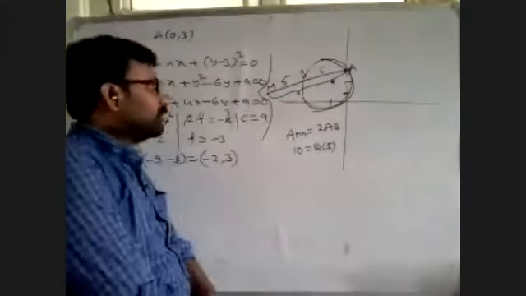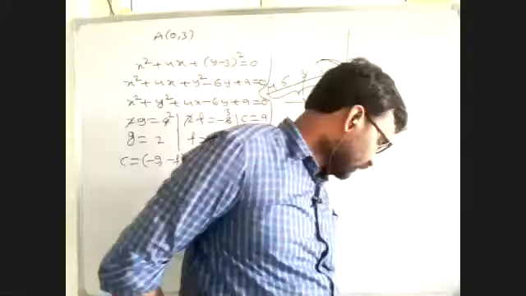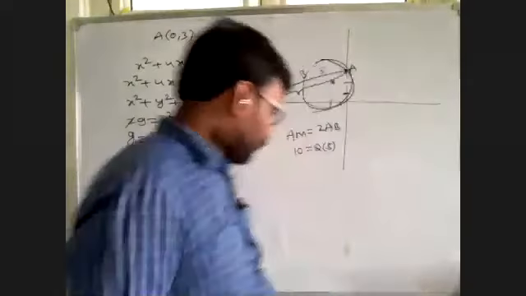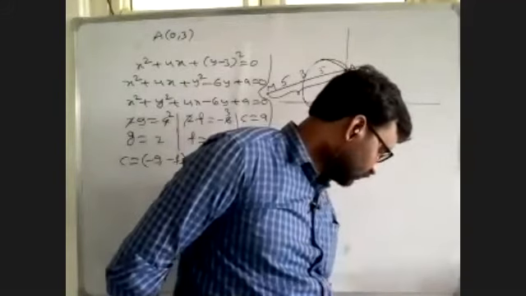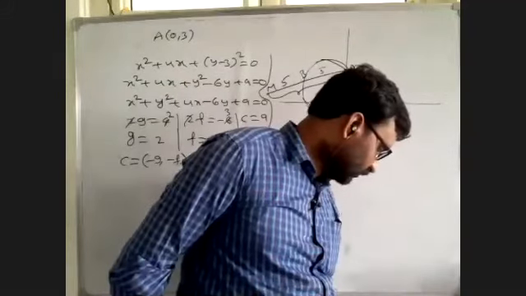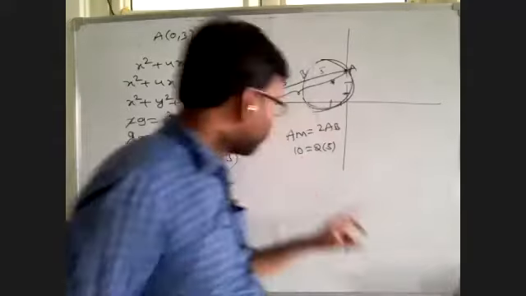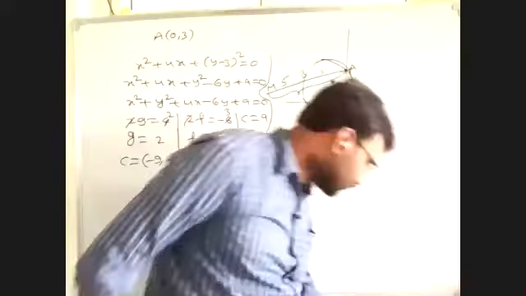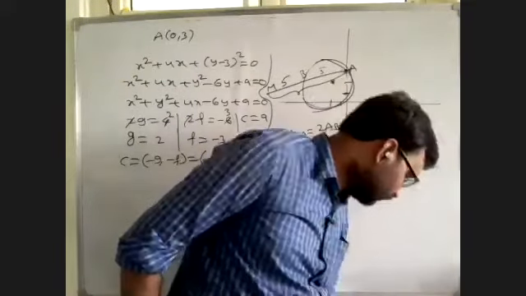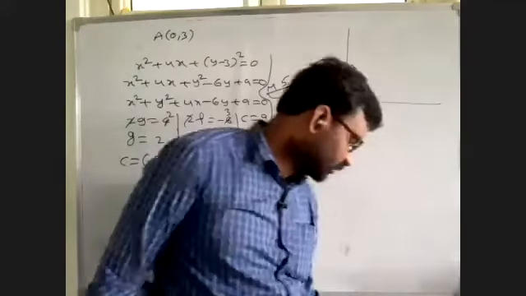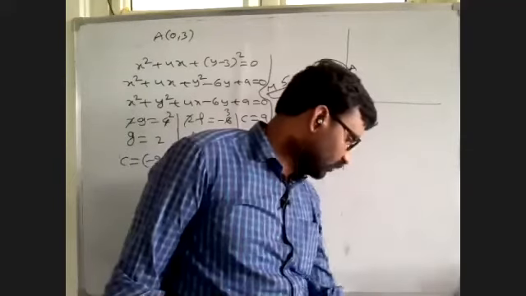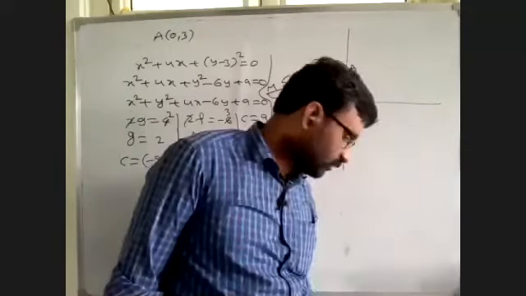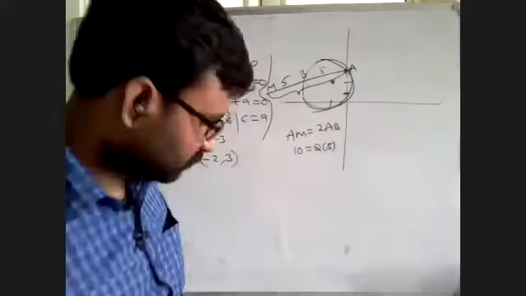Very simple. First we have to find that B, the midpoint, and then find the locus of M. So for M we have to take some different point, then you will get B. Simple.